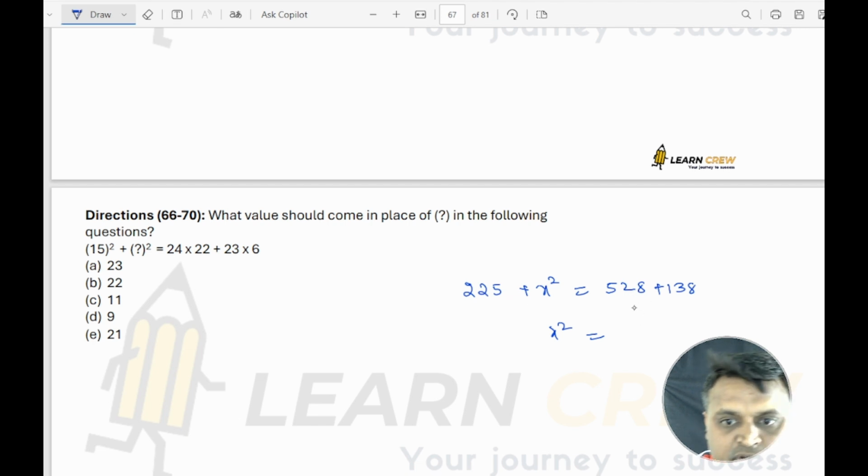So what is the value? Finally you are going to get 528 plus 138. 5 plus 1, 6 minus 2, 4. 2 plus 3, 5 minus 2, 3. So I am getting 4, am I correct or not? How much am I going to get here? 441. 441, am I correct? Because 5 plus 1, 6 minus 2 is 4, 400. Then 2 plus 3, 5 minus 2 is 30, 430. 8 plus 8, 16 minus 5 is 11. 30 plus 11, 41, 441. So x here is 21. 21 square is 441. So x is 21.